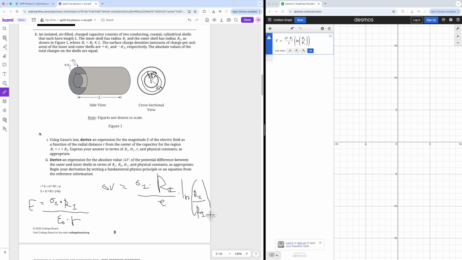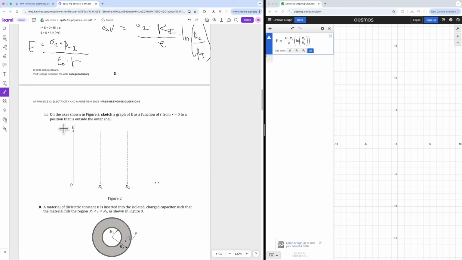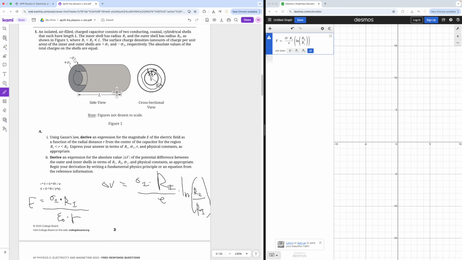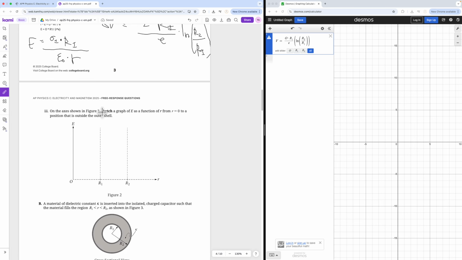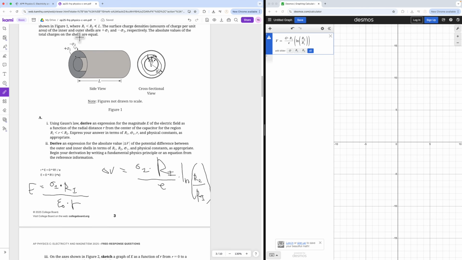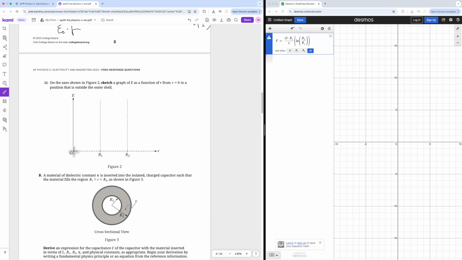And there we go. Now on to part 3, or III. On the axis shown, sketch a graph of the electric field as a function of R. Well, we're being told that these are conducting shells, not insulators. So what's the electric field inside of the shell? Well, actually, it's going to be 0 because all of the charges are going to be right at the very edge here. So there's nothing inside. So the electric field all the way up until R1 is just 0.